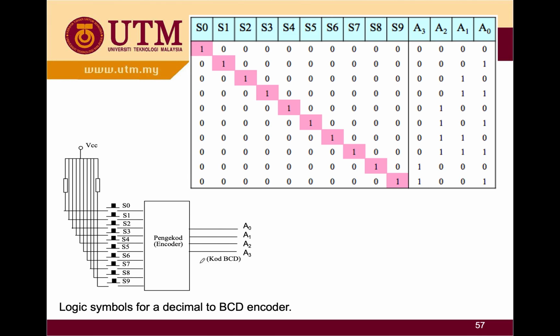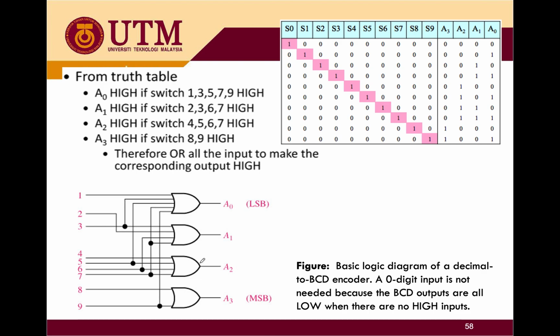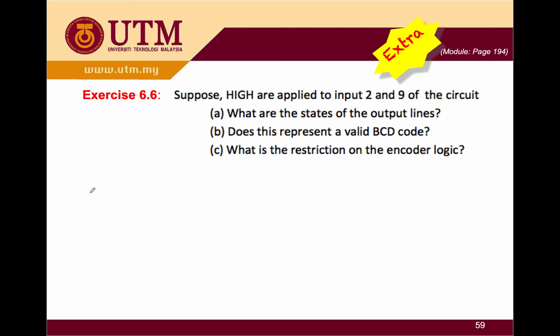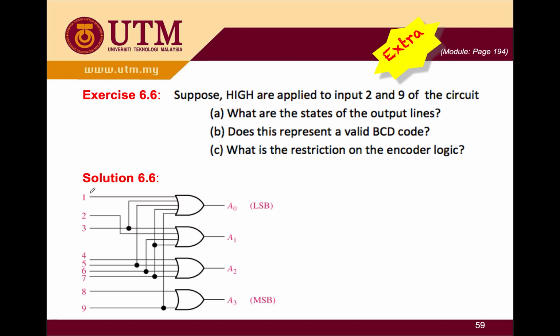So logic symbols for decimal to BCD encoder. This is the logic symbol. So please try to remember how it looks like. And from the truth table you can see that you have several highs, which is 1 3 5 7 9, etc. You can try it and look at it, and after that you can directly convert it to your logic circuit. So this one is another example. You can try it. I show you the solutions.